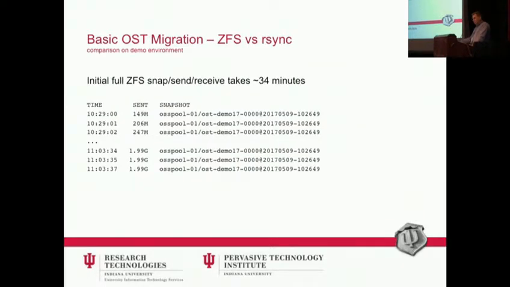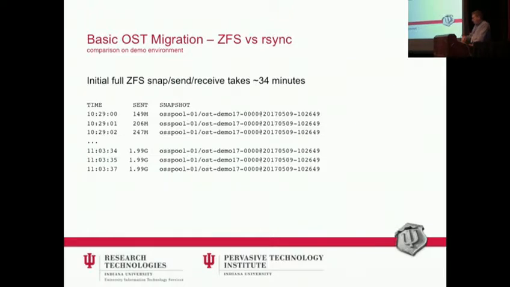So we did a quick comparison with our demo system of the same source data. In the examples from before, we were working on OST 0000. We generated about 1 million files. It had minimal capacity in flight. When we did our initial snapshot send receive operation in this example, it took about 33 minutes, from 10:29 to 11:03.